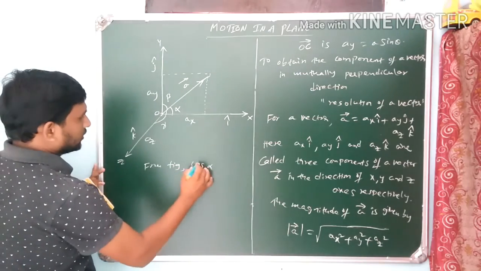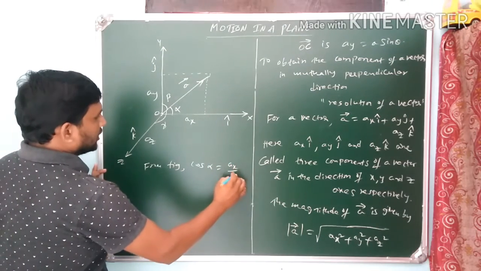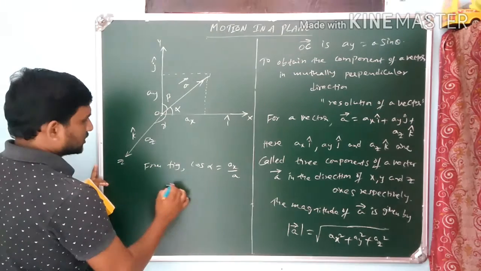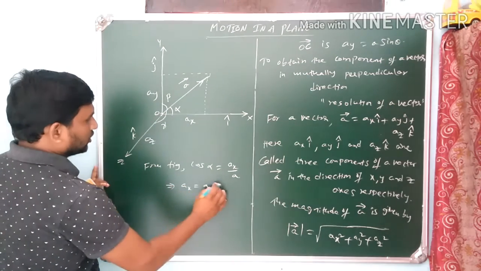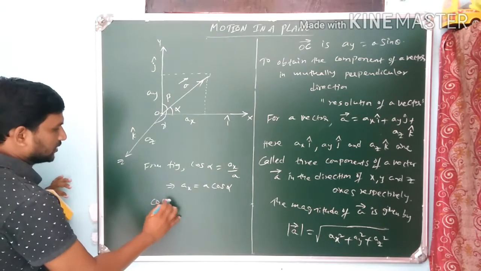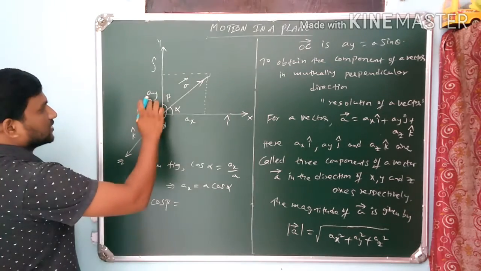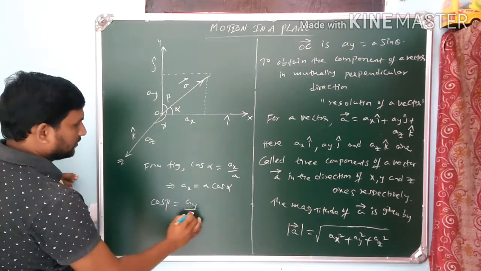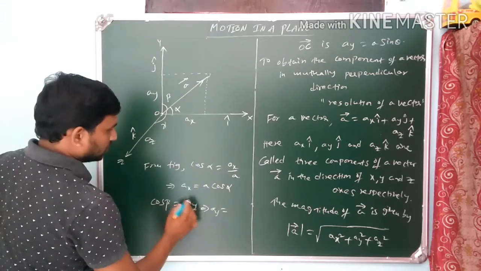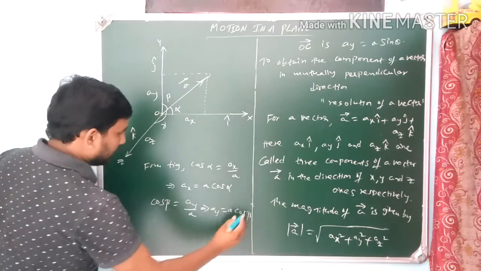From the figure we are going to write cos alpha is equal to ax by a. From that we are going to write ax equal to a cos alpha. And similarly from the figure we are going to write cos beta is equal to adjacent side by hypotenuse, that is ay by a. From that we are going to write ay is equal to a cos beta.